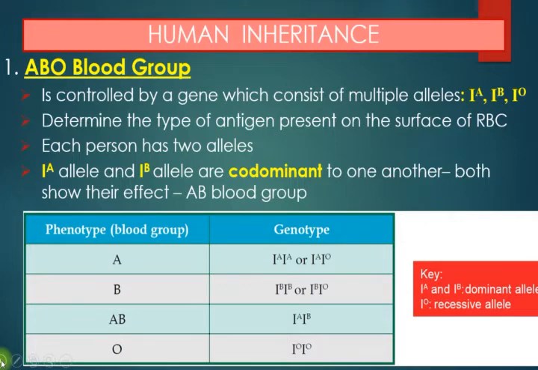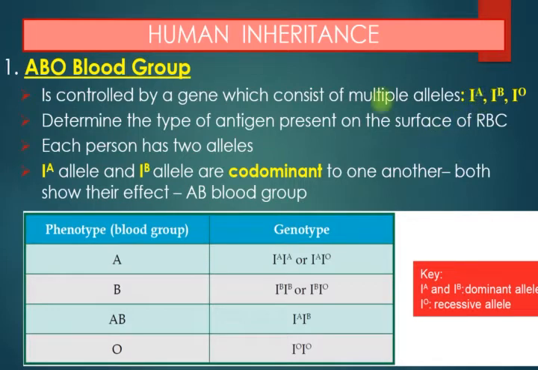First, let's discuss the ABO blood group. We already discussed the ABO blood group in Form 4, Chapter 10, Transport in Humans and Animals, so please take a look at it again. The ABO blood group is controlled by a gene which consists of multiple alleles. There are three types of alleles: IA, IB, and IO.